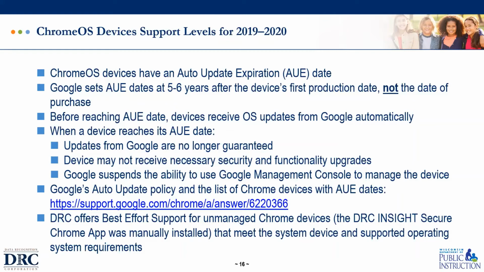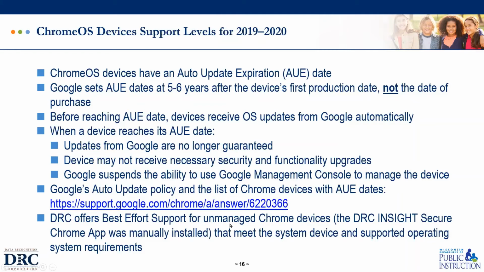When that happens, Google will no longer guarantee that the operating system updates will work on that device. There are no more security or functionality updates tied to the operating system for that device. And in many cases, they will drop, or shortly afterwards drop, the ability to manage those devices within the Google Management Console. This is a policy that Google has had in place, probably not as well known or understood. Here's a URL for you to check your Chrome devices and what their AUE date is.